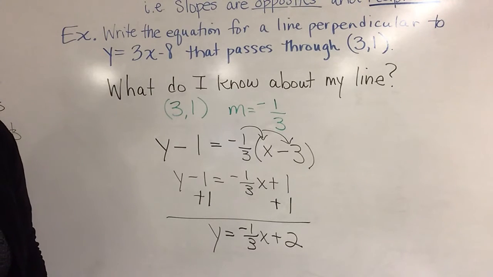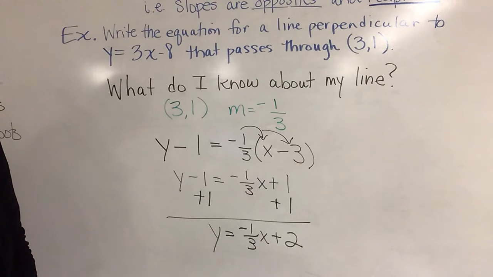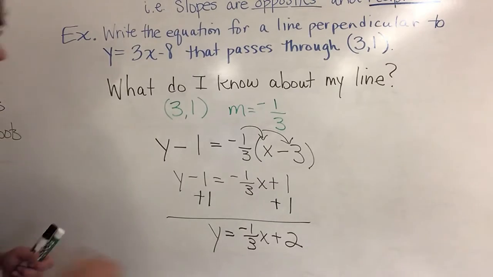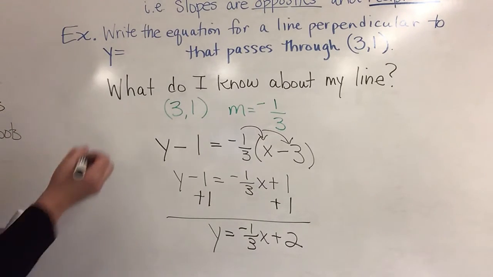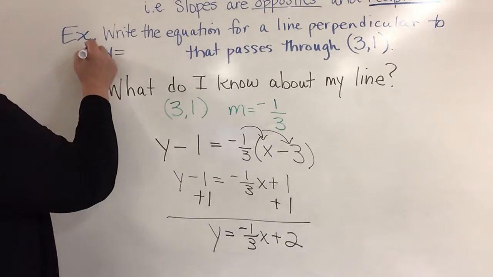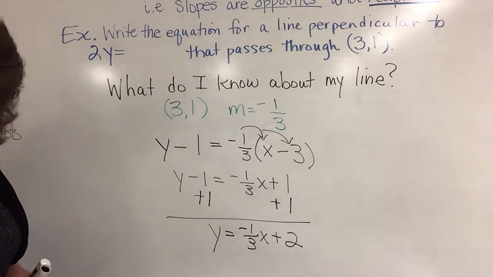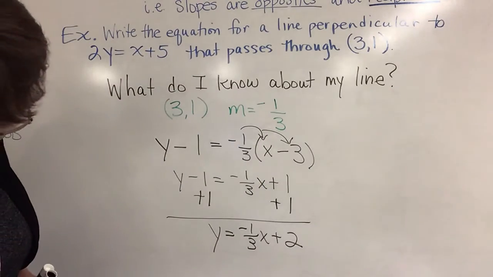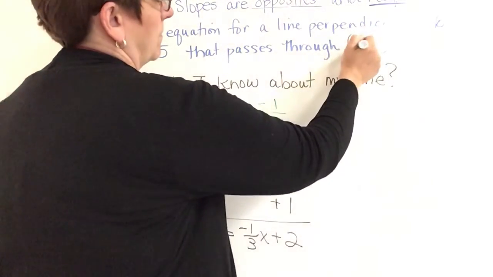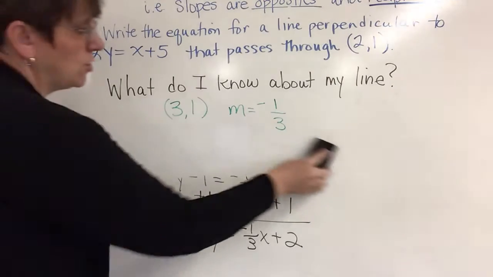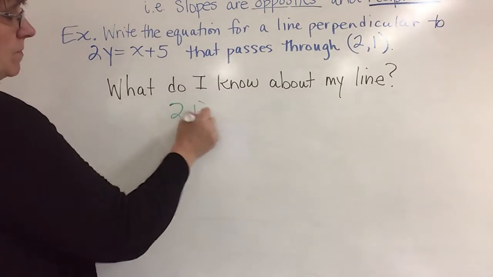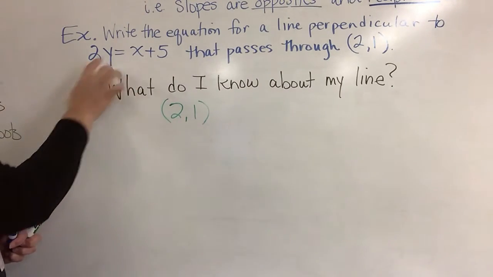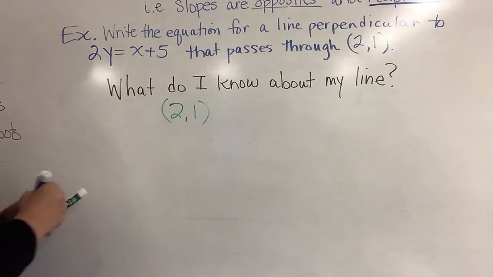One thing I want to make sure you realize too is that if the equation you're starting with is not in slope-intercept form, you're going to have to do some manipulating to get it into slope-intercept form. For example, if I wanted to know the equation of a line that was perpendicular to the line whose equation is 2y equals x plus 5, and passes through the point (2, 1). I ask myself, what do I know about my equation? So far I know that my equation goes through (2, 1). I might look at this and say my slope is 1, but this equation has not been manipulated yet to get y by itself. So I'd have to do a little bit of extra work.